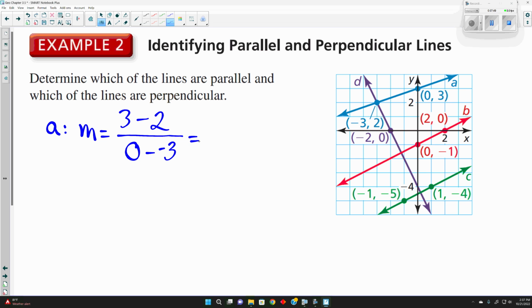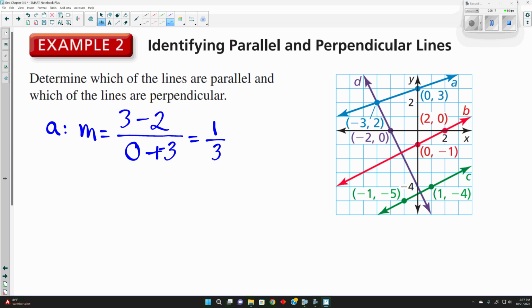We can plug it into the calculator. We can plug it straight in, because we could change the negative on the bottom to a plus, but the calculator really doesn't care. Whereas we could plug it in as is right there, and it will tell us the answer. If we did this by hand, the negative would become a plus. On top, 3 minus 2 is 1. 0 plus 3 is 3. So we have a slope of 1/3, yes?